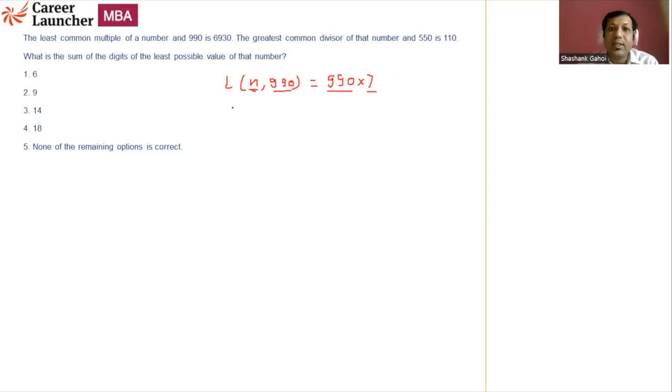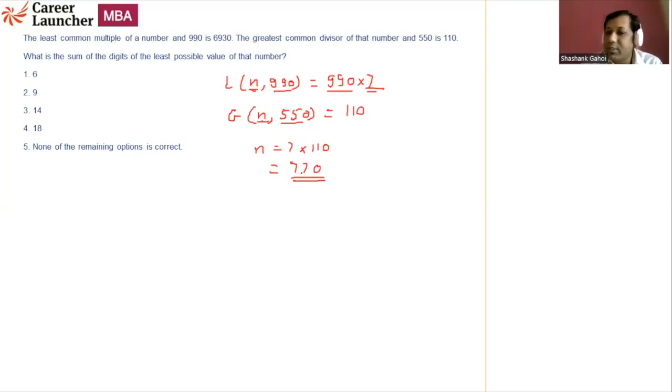Now, the second condition says the GCF, greatest common divisor or GCD, of n and 550 should be 110. Okay. So 110 is a factor of 550, and because it is a common divisor, it means n must be a multiple of 7. N should also be a multiple of 110. So n must contain 7 as well as 110. So the smallest value of n should be 7 into 110. So we can say the smallest value is going to be 770.